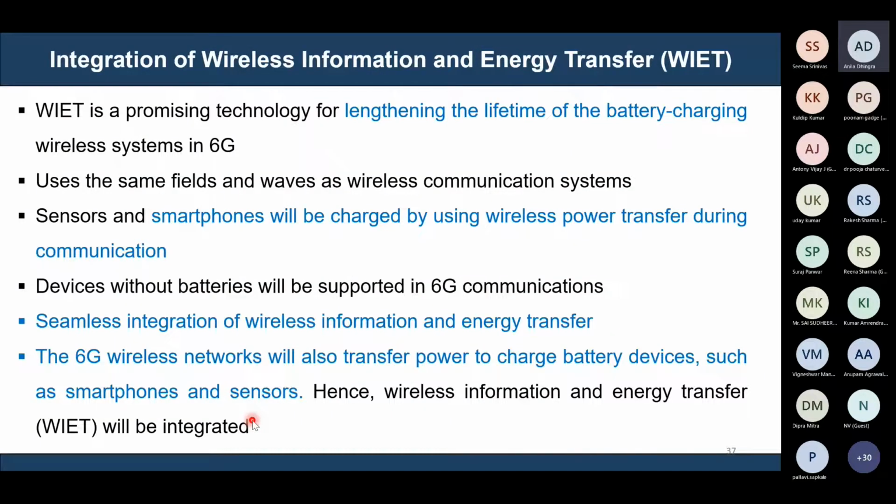One more research field that people are looking at right now is energy transfer over information waves. When we have wireless waves, the waves that we are transmitting, why can they not carry energy which can be used to charge the batteries along with transferring the information? This is sort of energy harvesting, which is a traditional field. People have already started looking into this possibility.